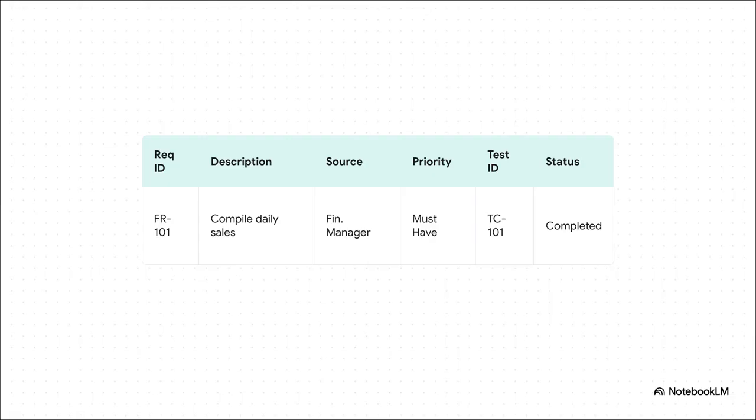And this is the tool that makes it all possible. The Requirements Traceability Matrix, or RTM. This is the project's command center. Each requirement gets its own row, linking it to who asked for it, how important it is, how it's being tested, and whether it's done or not. It's the ultimate source of truth for the entire team.